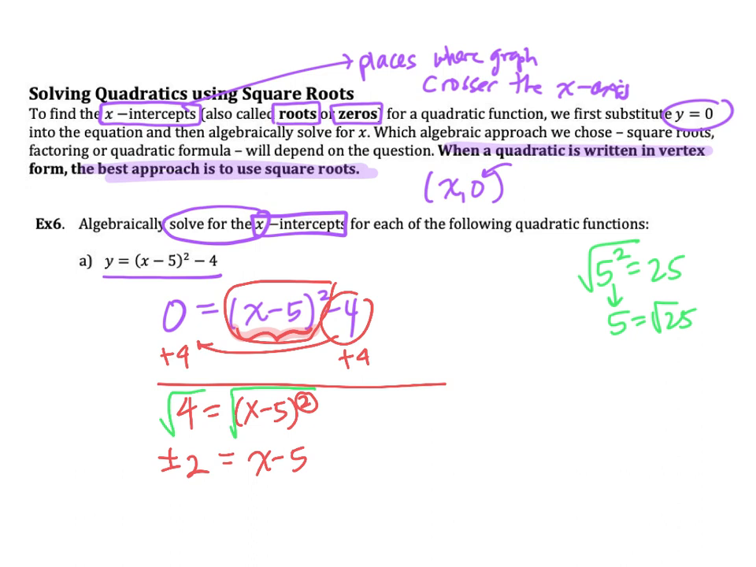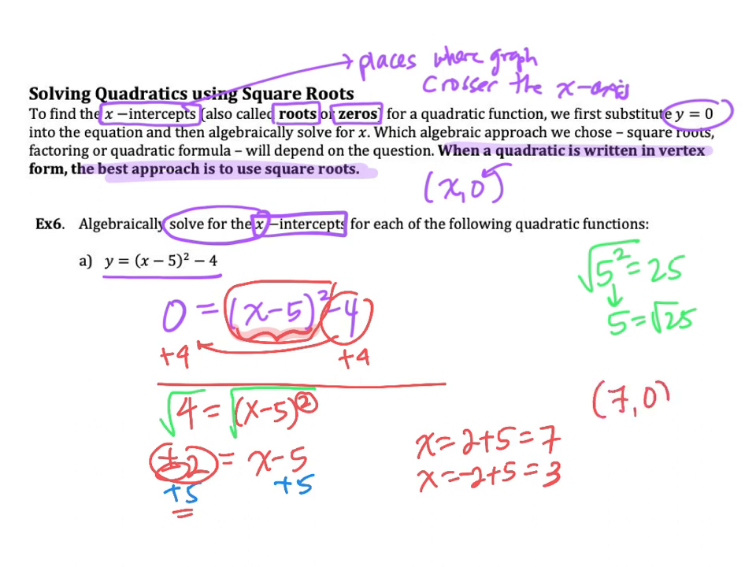So how do we find those? We put our plus or minus 2 there. Now we add 5 to both sides. So we get x equals 2 plus 5, which is 7, or x equals negative 2 plus 5, which is 3. I have my positive 2 plus 5, or I have my negative 2 plus 5. So my two x-intercepts are 7, 0, and 3, 0.